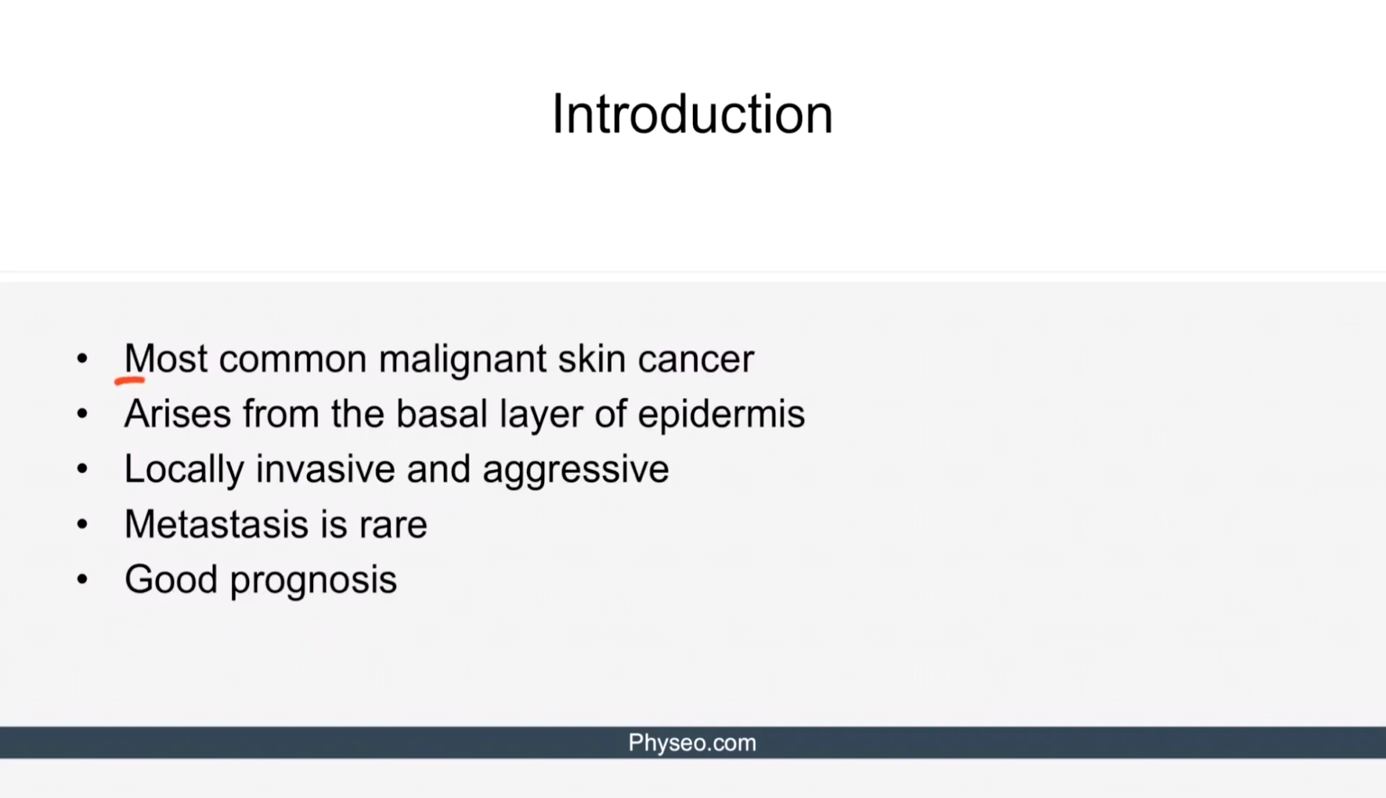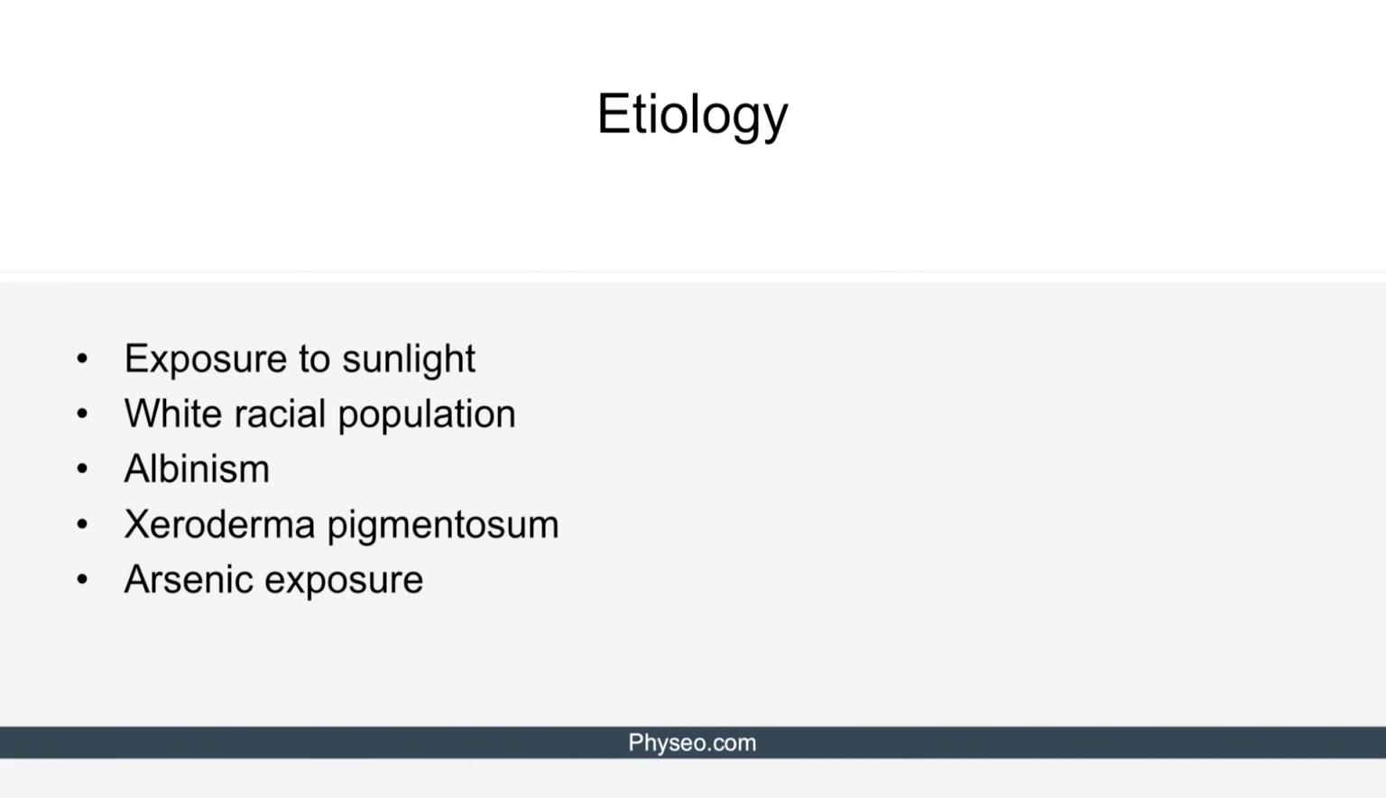Basal cell carcinoma is the most common malignant skin cancer. It arises from the basal layer of the epidermis. It is a locally invasive and aggressive cancer that rarely metastasizes. Therefore, it has a good prognosis. The most common etiology is exposure to sunlight, as prolonged exposure leads to DNA damage from the ultraviolet rays.